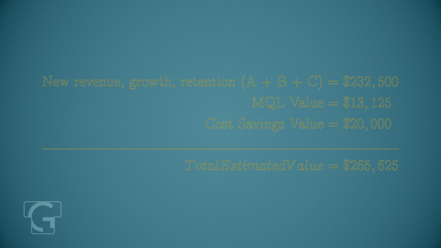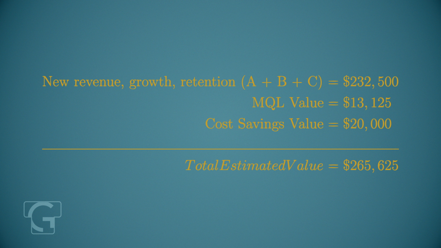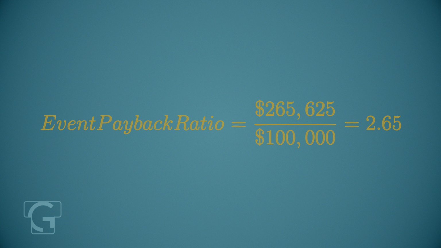You're going to want the new revenue growth, and you want the current revenue retention and the current revenue growth, which by our examples came out to $232,500. You also want the MQL value, which we just calculated, which would be $13,125. And then you want to factor in the cost savings value, which was $20,000. So the total estimated value comes up to $265,625. Now let's say your show budget was $100,000. Take the total estimated value divided by the show expense, and you have your event payback ratio. In this case, for every $1 you spend at the show, you get $2.65.